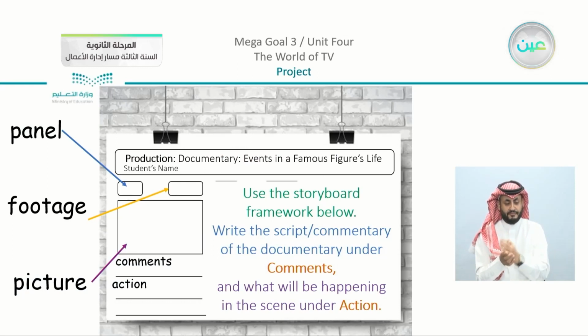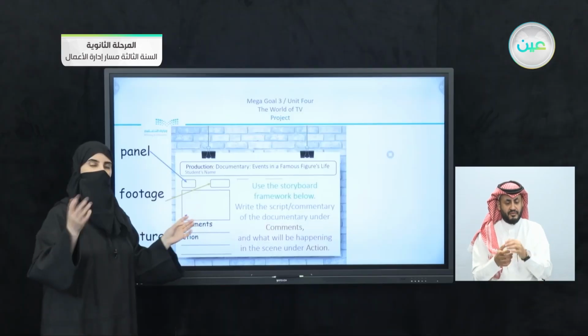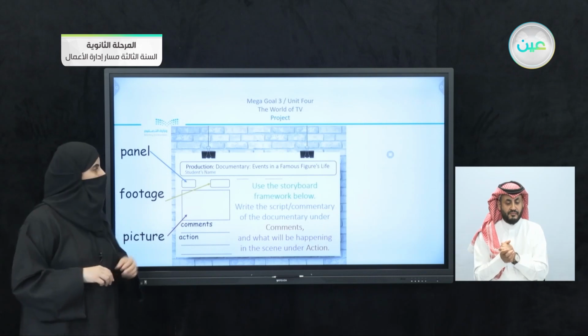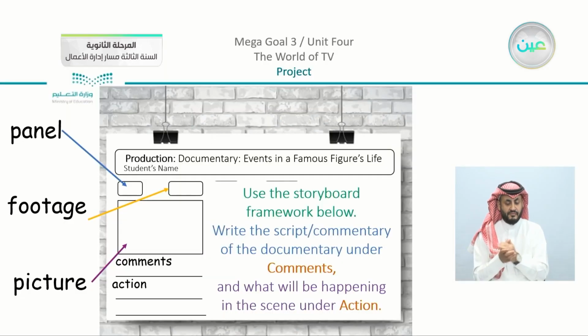Now you are going to write the documentary here. You are going to just have the title here, the events in a famous figure's life. We have here the student's name. Okay, you are going to be the producer, so you're going to write your names. Of course, you're going to use the storyboard framework below. Write the script commentary of the documentary under comments and what will be happening in the scene under action.